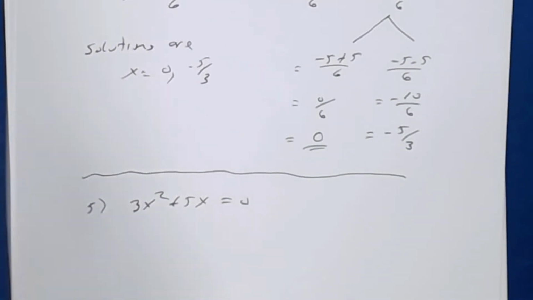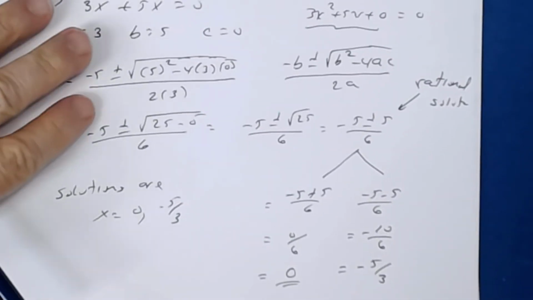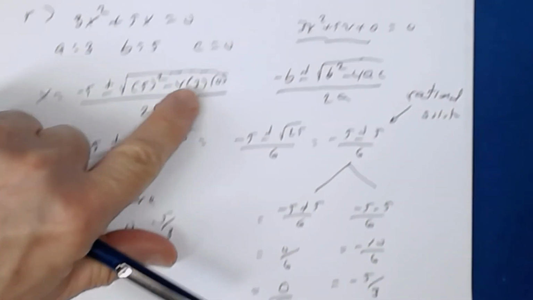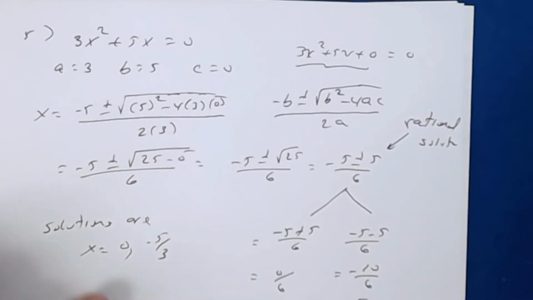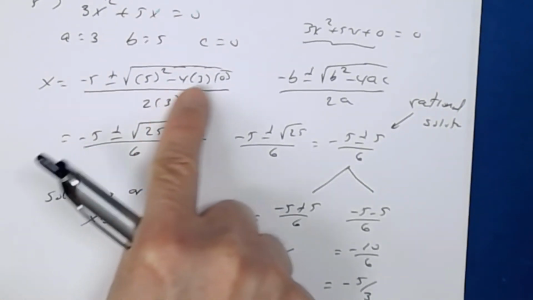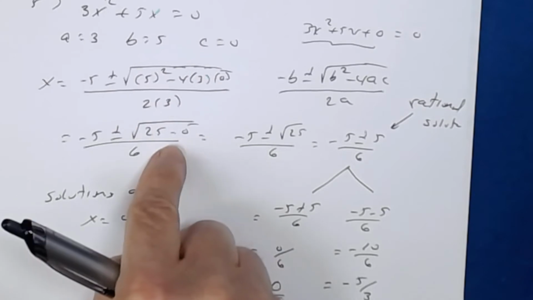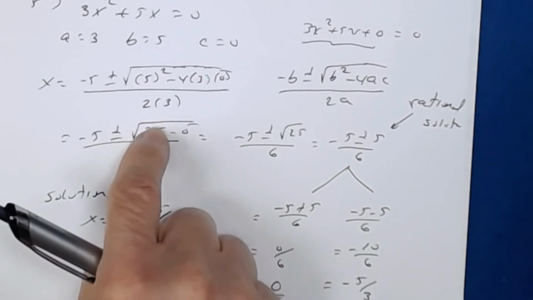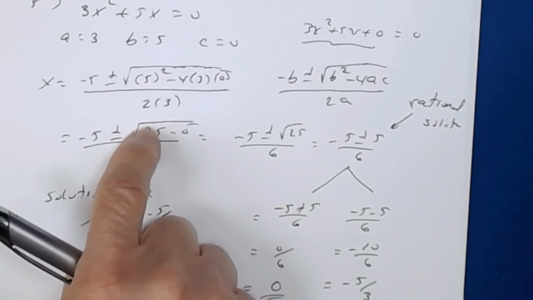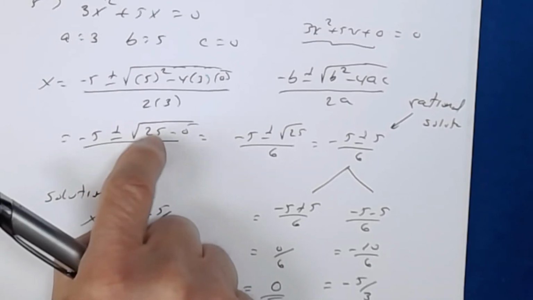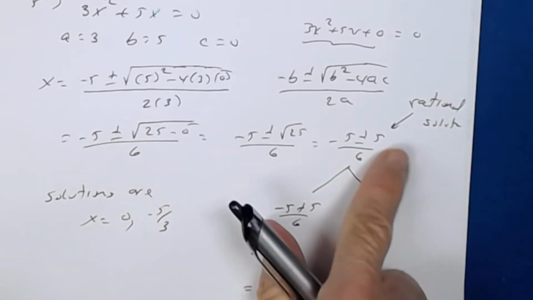Okay, so here's number 5 again. In this number 5, we solved using the quadratic formula. You saw what happens when c is 0, right? When c is 0, this part of your discriminant is always going to be 0, so you're just going to be left with b squared. And so when that's 0, this will always be a perfect square, so this is always going to be a rational solution.